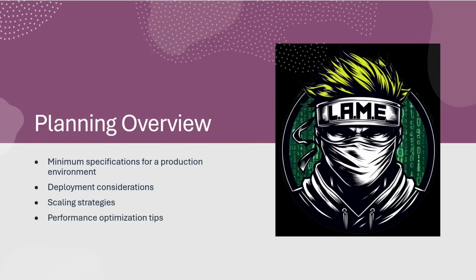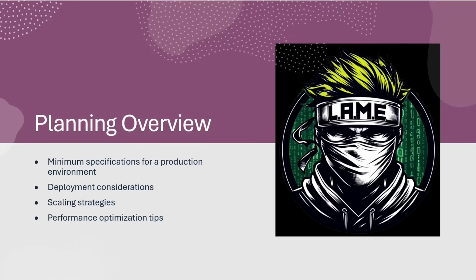Those are minimum specifications for a production environment. When you're doing dev, if you're following along and you're doing this on your own personal machine, you can get by with a whole lot less resources. But if you're going to be using a production environment, we will cover what those minimum specifications are going to be. Different deployment considerations. How to plan for scaling your deployment. And finally, some performance references and optimization tips.